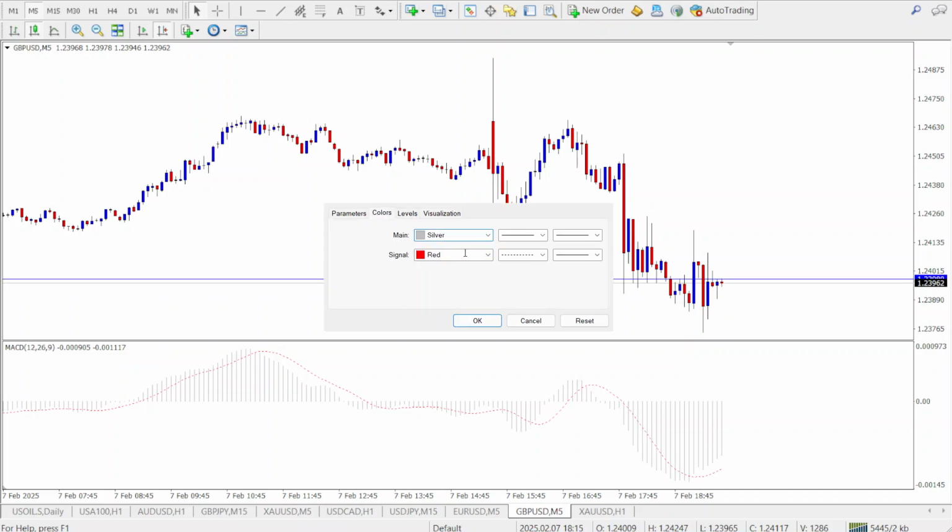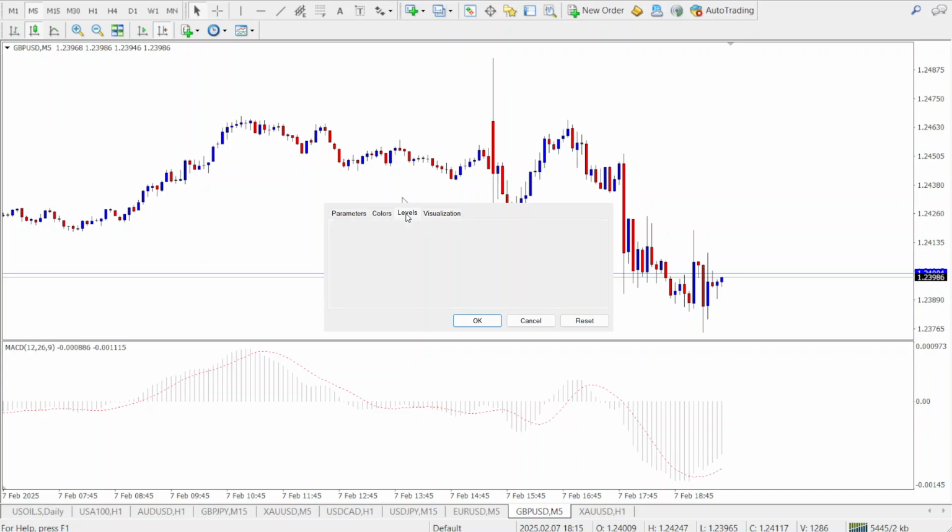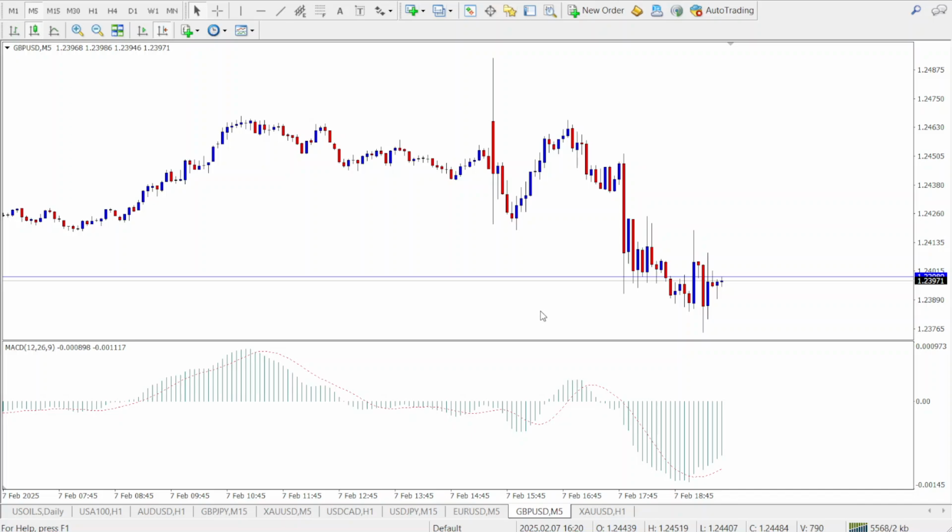Let me make this more visible so that it can be easily seen and identified. Okay, I think it's more visible now.